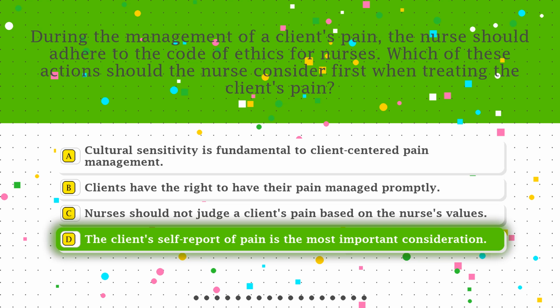The correct answer is option D. The client's self-report of pain is the most important consideration.